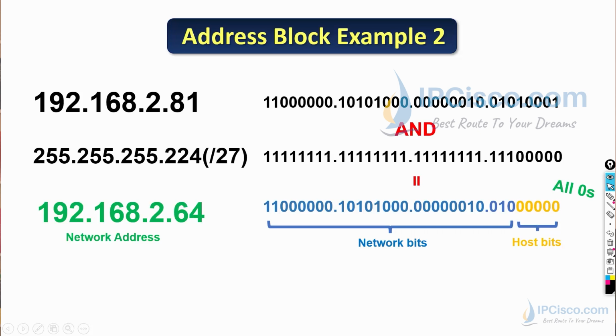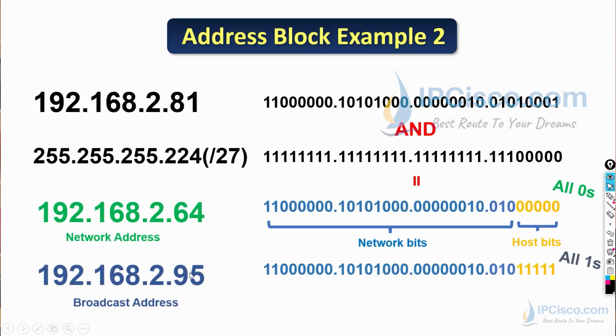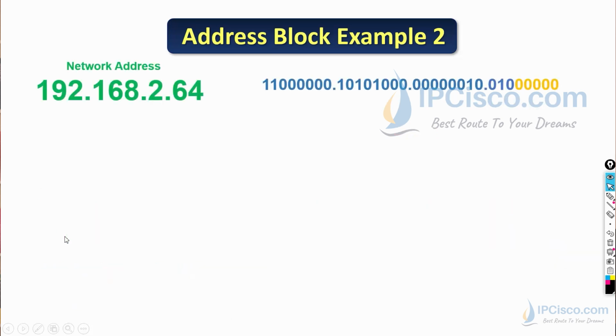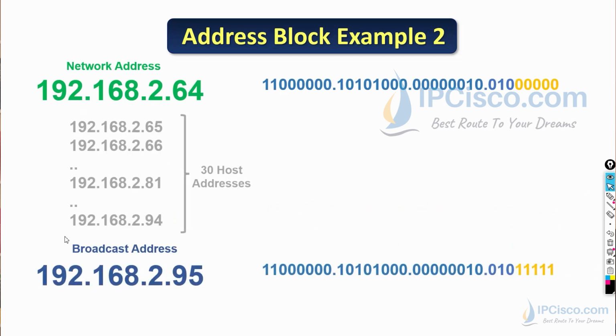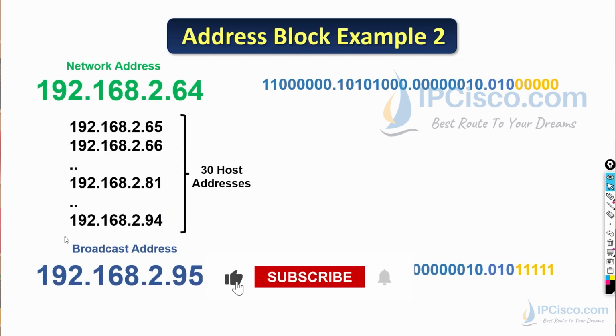So this is the network address, and when we change these host parts to ones, then we will find the broadcast IP address. Our broadcast IP address is here, the network address is here. Let's show this also on one screen: network address, broadcast address, and the available 30 host addresses.